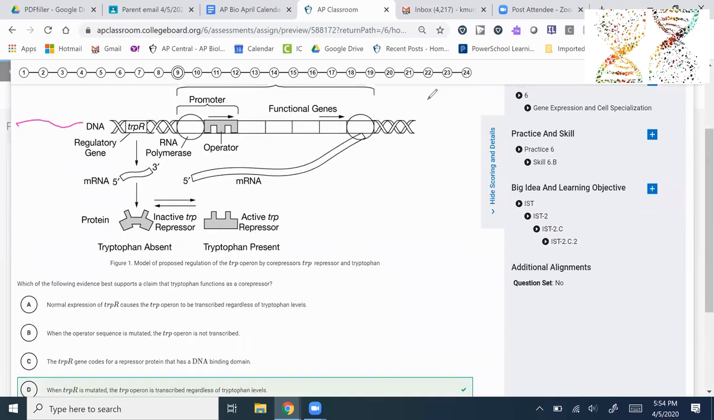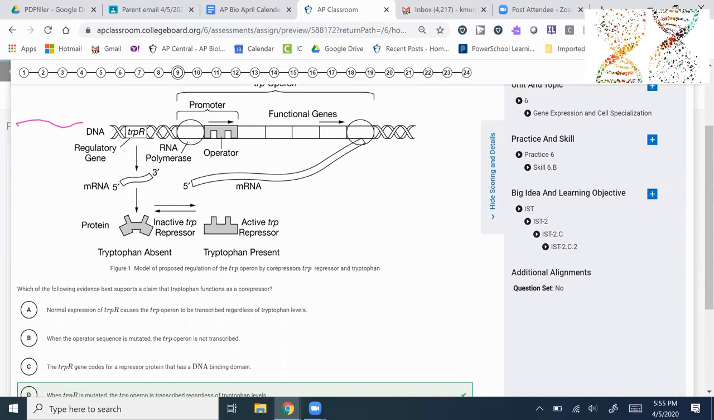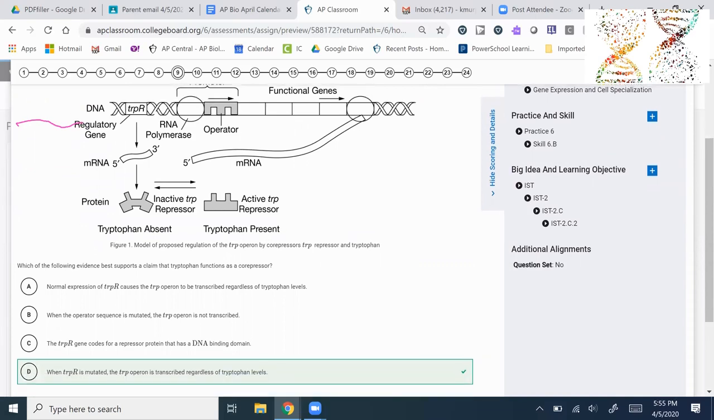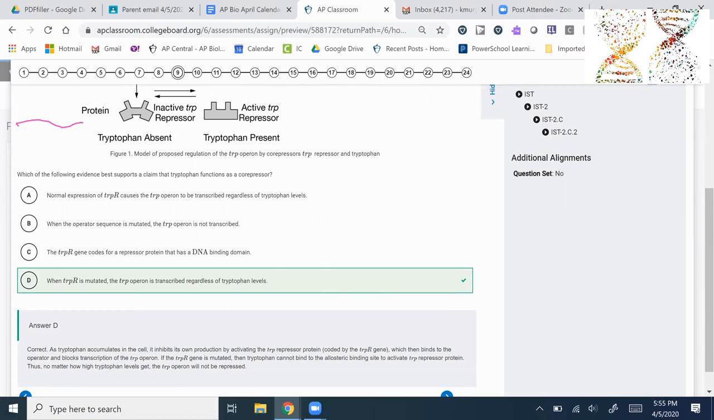So, that's the operators up here. The TRPR gene codes for a repressor protein that has a DNA binding domain. It does not show that. The answer is D. When TRPR is mutated, the TRP operon is transcribed regardless of tryptophan levels.